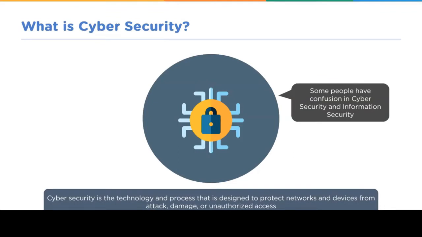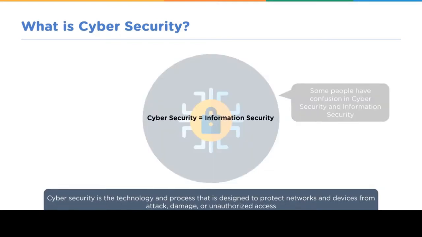Some people tend to confuse cybersecurity with information security. They're actually different. Their capabilities are different. Information security is another way of saying data security. In other words, protecting the confidentiality, integrity, and availability of data. This involves the protection of information and information systems from unauthorized access, use, disclosure, disruption, modification, or destruction.